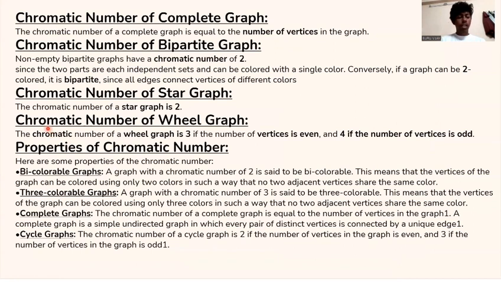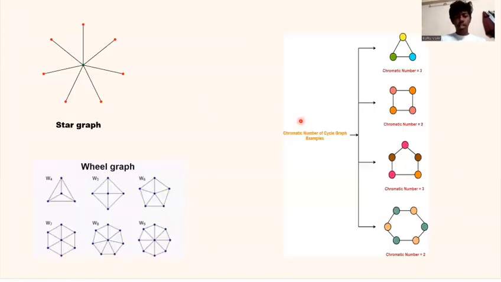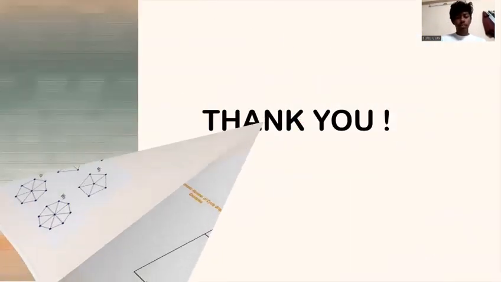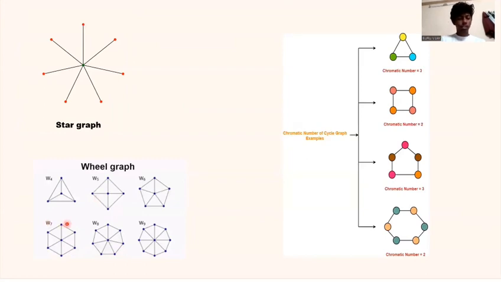Next, chromatic number of a wheel graph. The chromatic number of a wheel graph is 3 if the number of vertices is even and 4 if the number of vertices is odd. So for the wheel graph, we can directly say the chromatic number. So how does the wheel graph look like? This is how the wheel graph looks like. Wheel graph with 4 vertices.